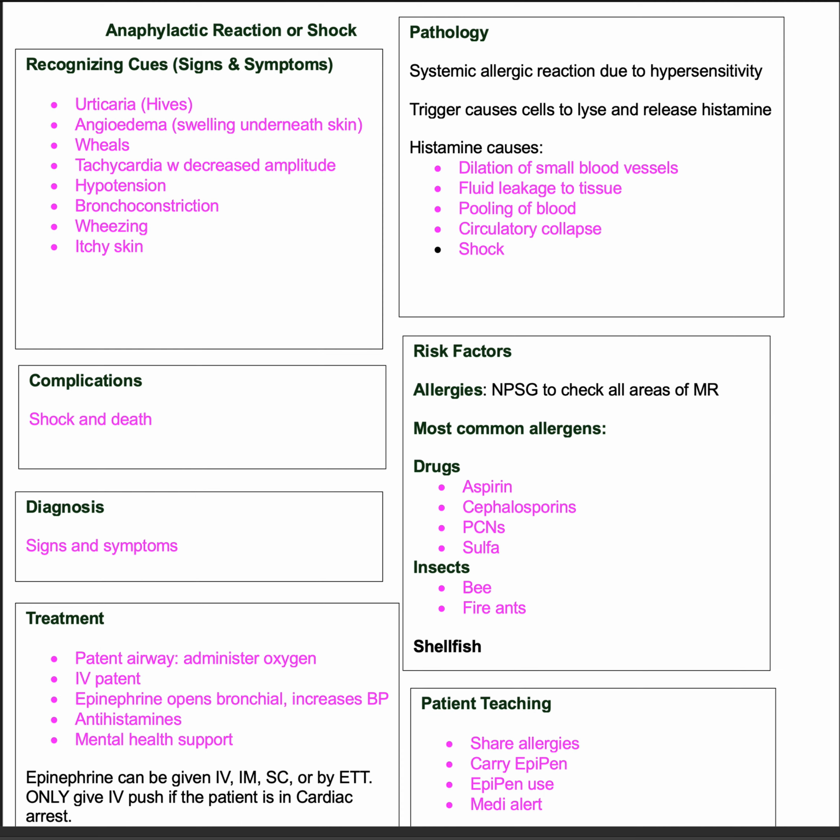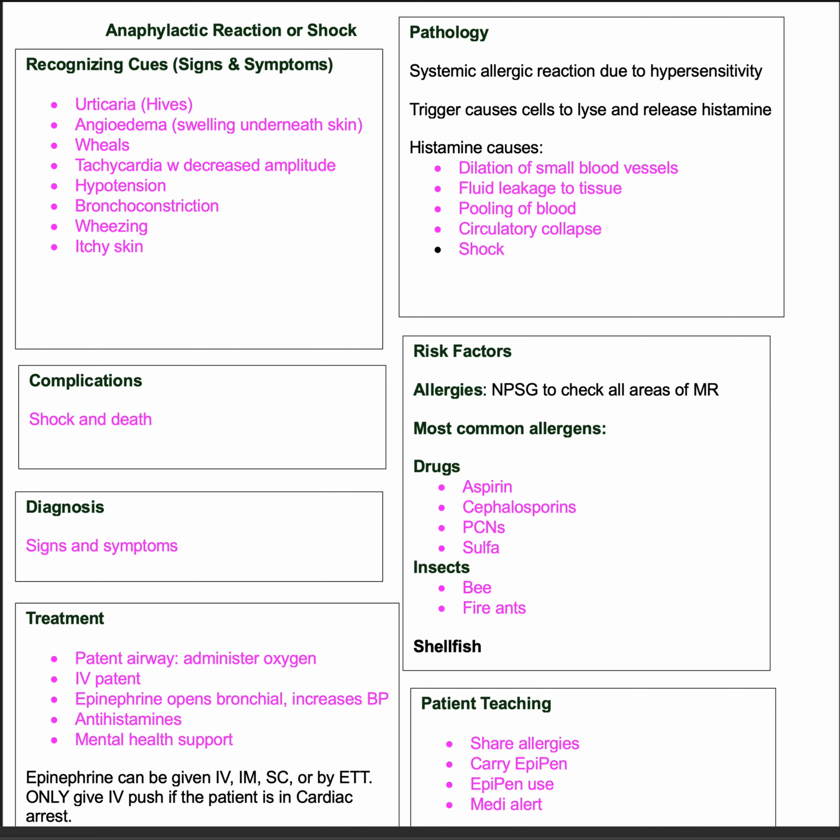I am going to review an anaphylactic reaction or anaphylactic shock because both could happen. So the pathology of anaphylaxis is something, a trigger. It could be food, it could be drugs, it could be iodine dye. So this trigger, whatever it is, causes mast cells to lyse and release histamine. Okay, so histamine causes dilation of small blood vessels and capillary permeability. So that means the fluid in the bloodstream is going to leak into the tissues.